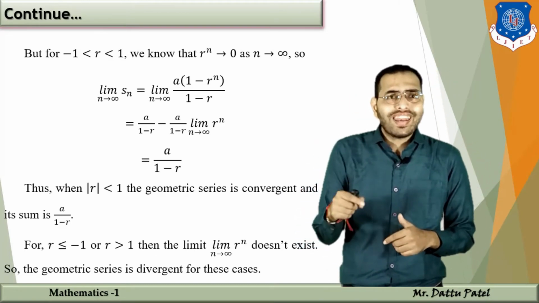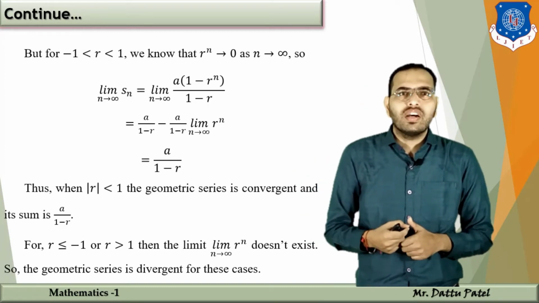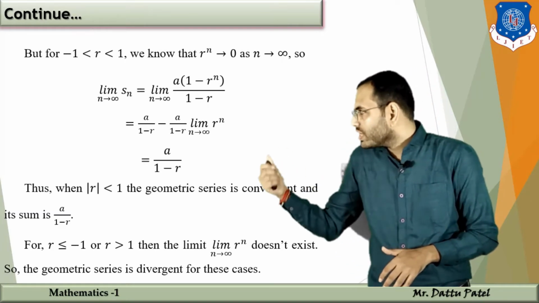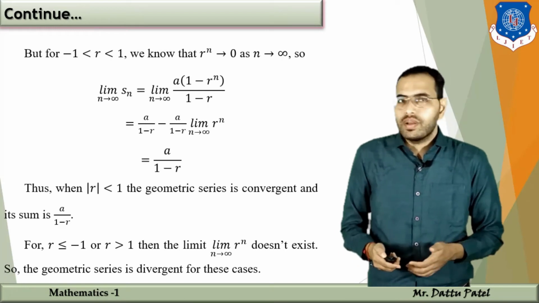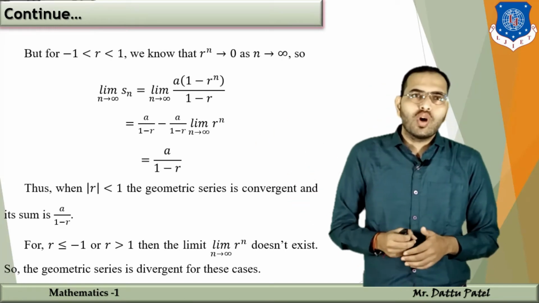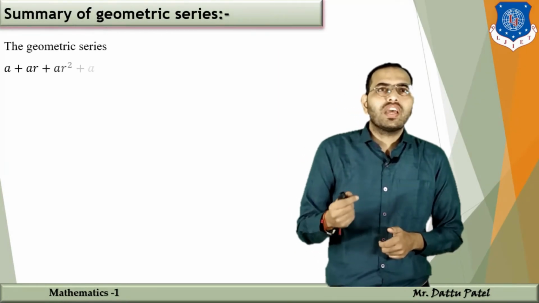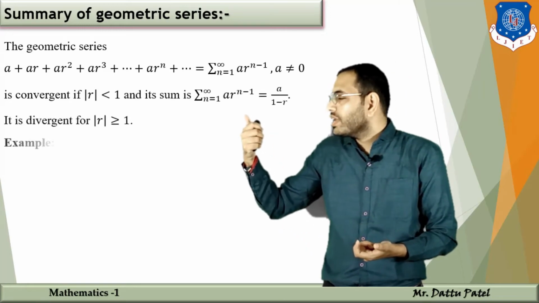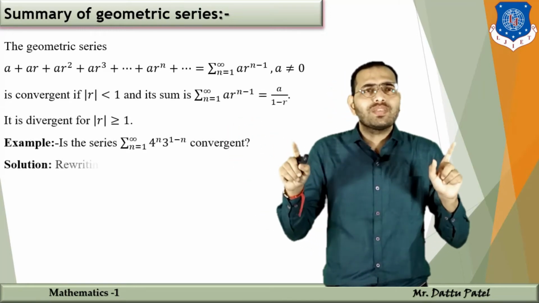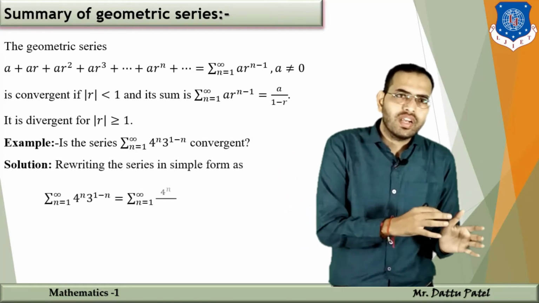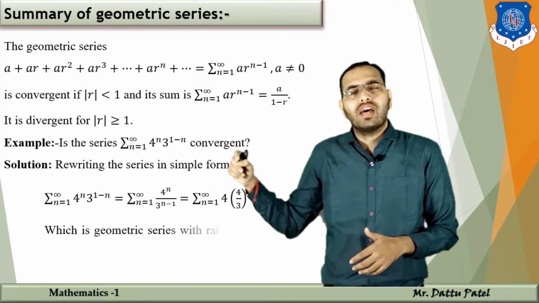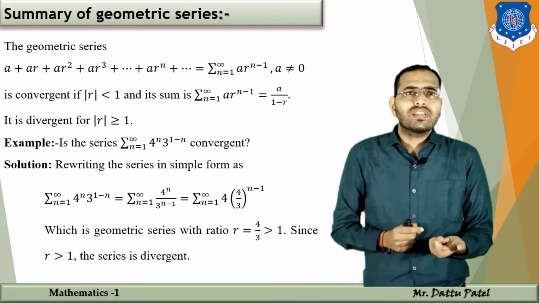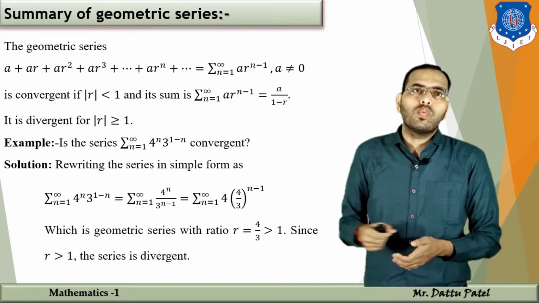Now for r less than or equal to minus 1 or r greater than 1, the limit as n tends to infinity of r raised to n does not exist, meaning for this range the given series is divergent. Now let's see the basic summary of the geometric series a plus ar square plus ar cube and so on, where a is not equal to 0. It is convergent if mod r is less than 1, meaning r lies between minus 1 and 1, and then its sum is a upon 1 minus r. If it is convergent, then we get only its sum. It is divergent for mod r greater than or equal to 1.